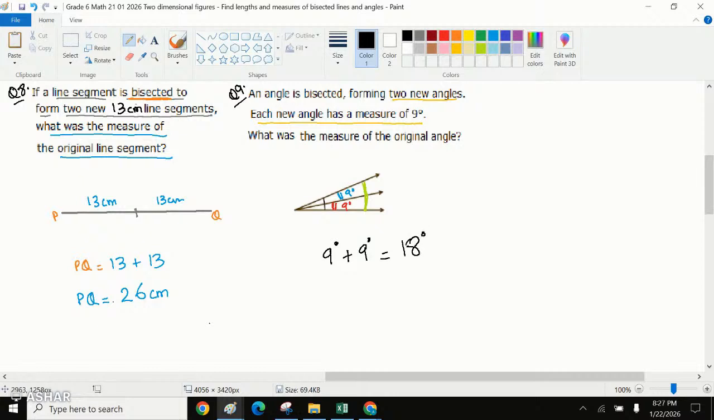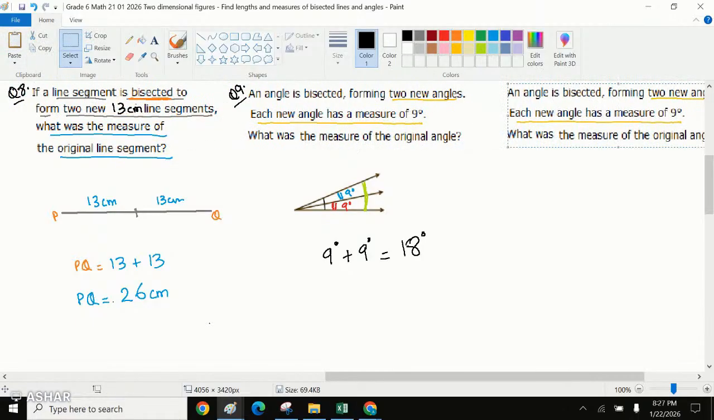Thank you. See, what we are looking at is the word bisected. Whenever we hear the term bisected, we will say that the line has been bisected into two equal lengths, or the angle has been bisected into two equal angles, right?